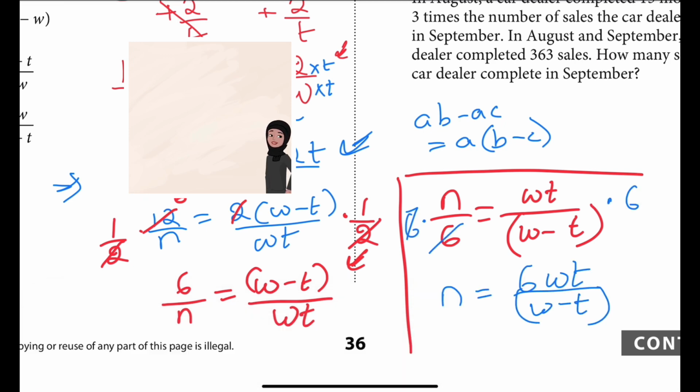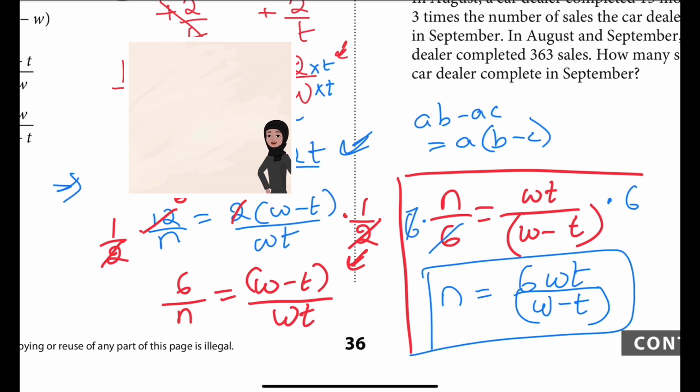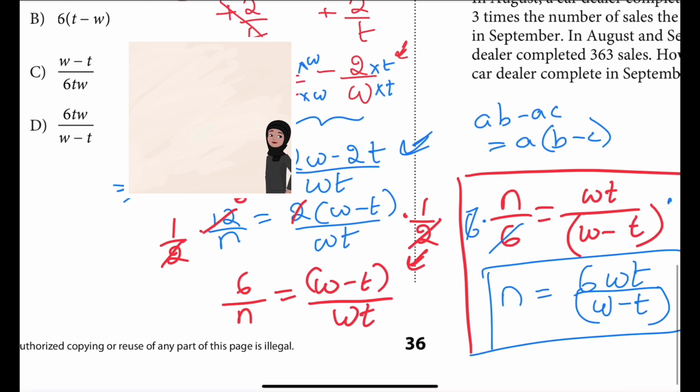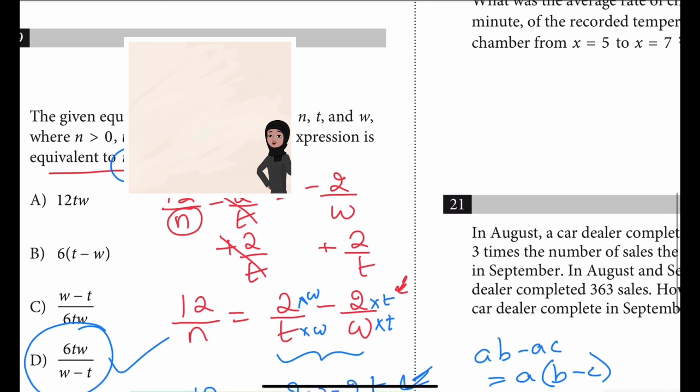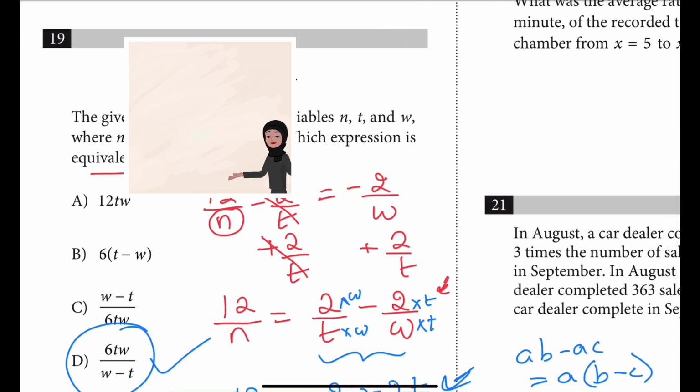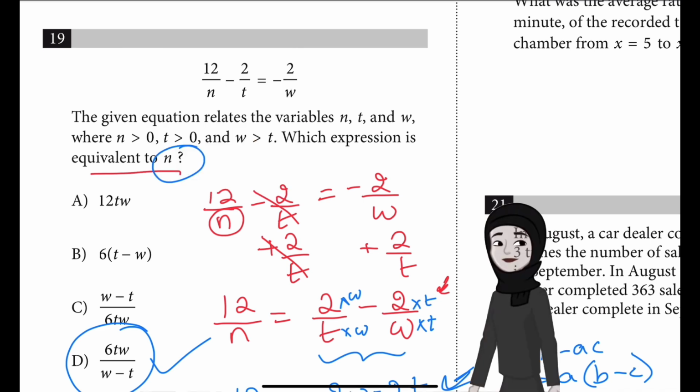So the 6's cancel and you will be left with n is equal to 6wt divided by w minus t. So now you can observe that what we are left with is n is equal to 6wt divided by w minus t. Now let us see which answer choice it matches. You can clearly see that it matches answer choice D. So answer choice D is the correct answer.